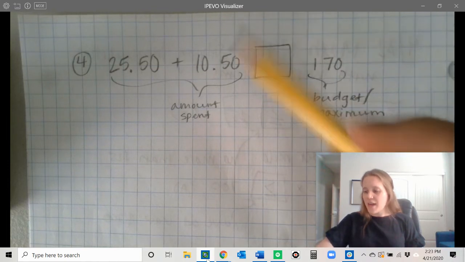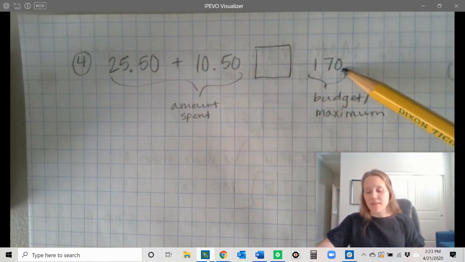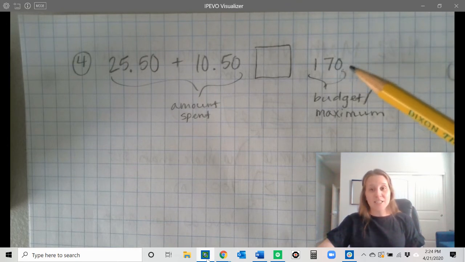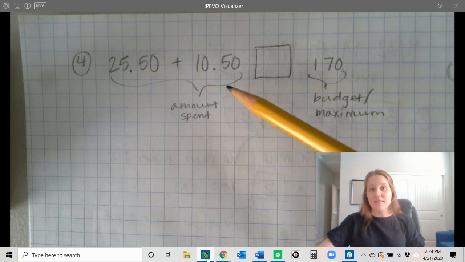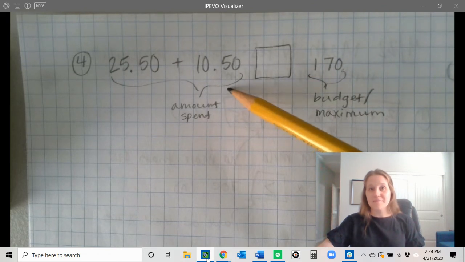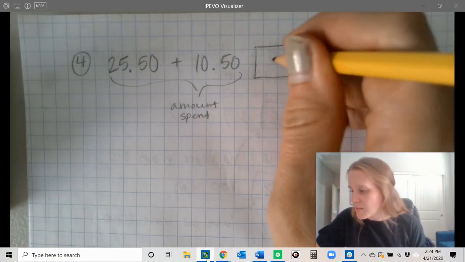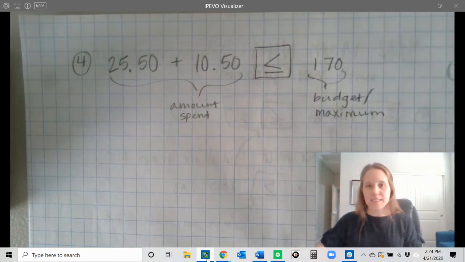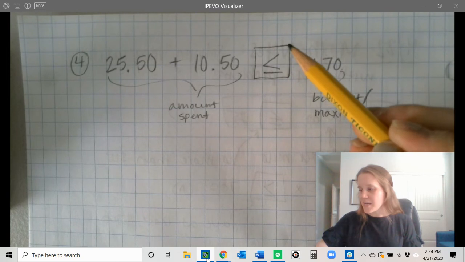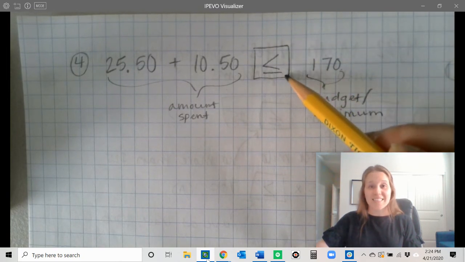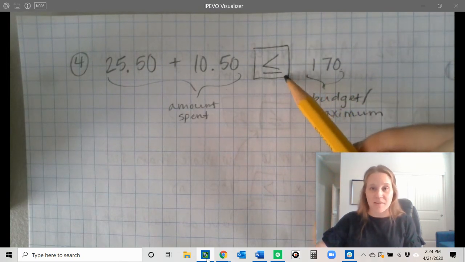Is it okay for the amount he spent to be greater than the budget? No, we said he couldn't spend more than 170, right? Is it okay for the budget to be greater than the amount spent? Yeah, if he only spends 150, we said that was okay, right? So that tells me I need to use an inequality symbol that shows that 170 is on the greater side. Remember, the alligator eats the bigger meal, right?